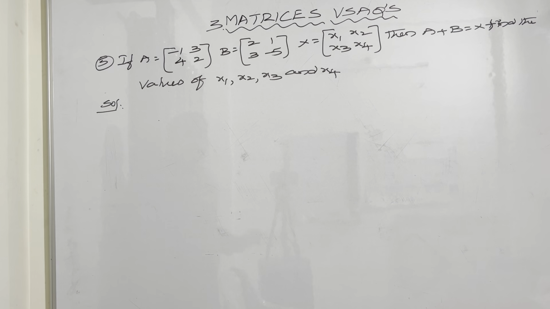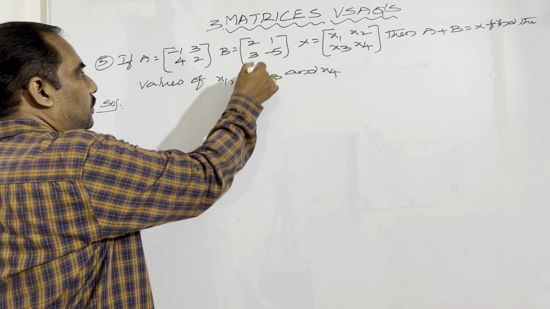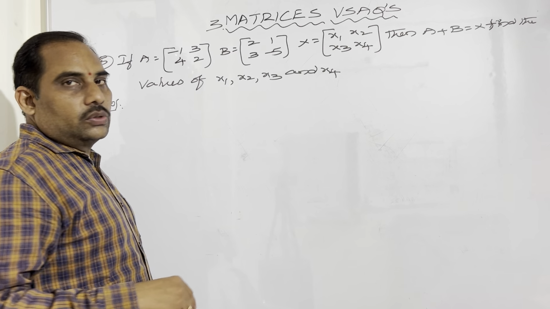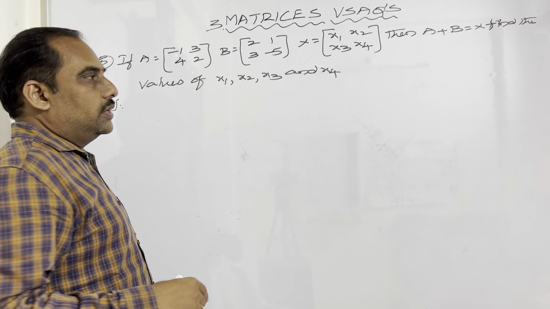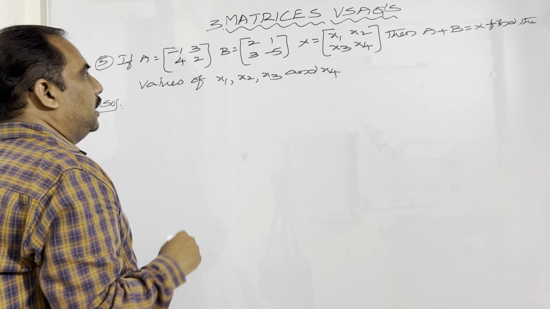The next question is, if A is equal to [-1, 3; 4, 2], B is equal to [2, 1; 3, -5] and X is equal to [X1, X2; X3, X4], then A plus B is equal to X given condition. Find the values of X1, X2, X3 and X4.